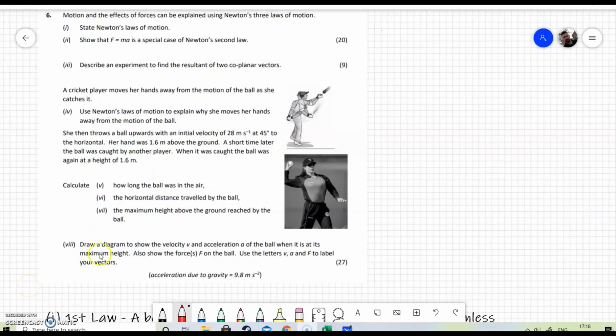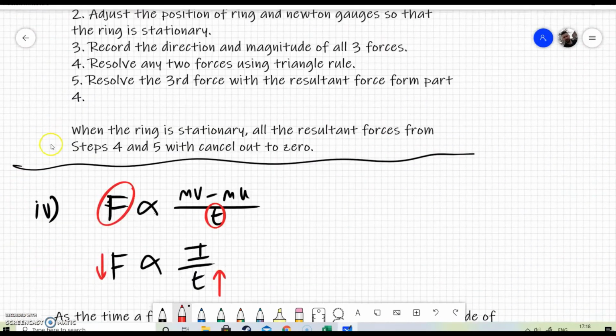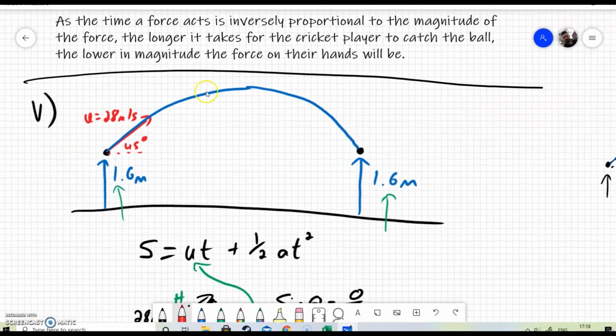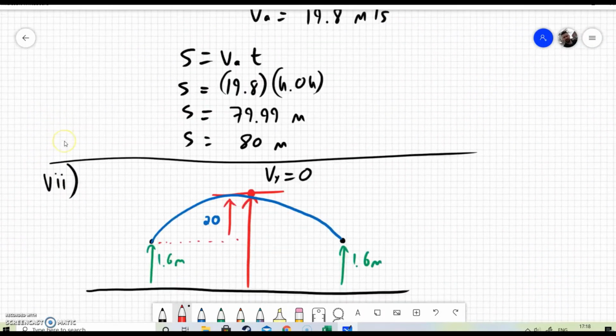The last part of the question tells us to draw a diagram to show the velocity v and the acceleration a of the ball when it's at its maximum height. Also show the force or forces F that are acting on the ball. Use the letters V, A, and F to label your vectors. Okay. So when we're doing this question, again, what it's looking to ask us to do is when the ball is at this point here, when it's at the absolute height, we need to draw the three vectors that are acting on said ball.